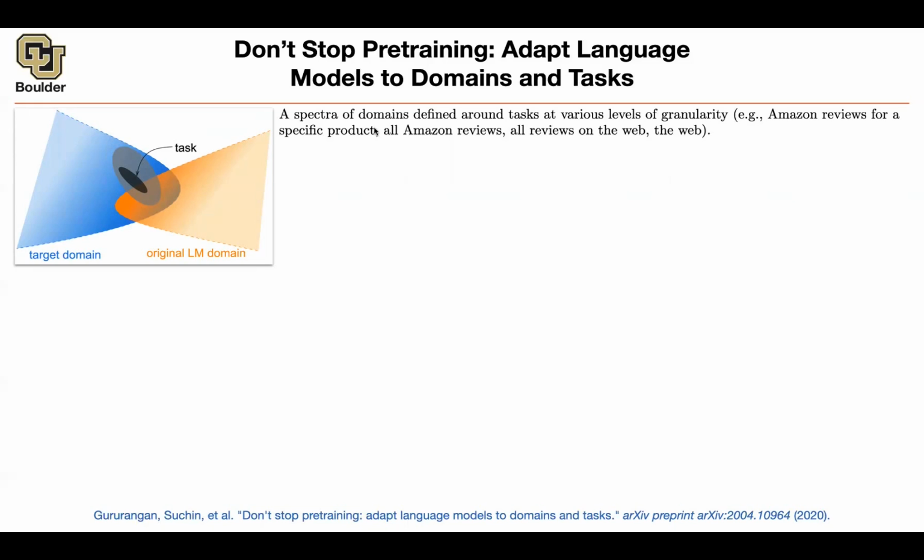And there is going to be a spectrum of domains that are defined around a particular task. For instance, you can look at Amazon reviews for a specific product, all of Amazon reviews, all reviews on the internet, and all of the web, which was something like Common Crawl. And what we were doing so far was doing pre-training on the web and suddenly going there and fine-tuning.